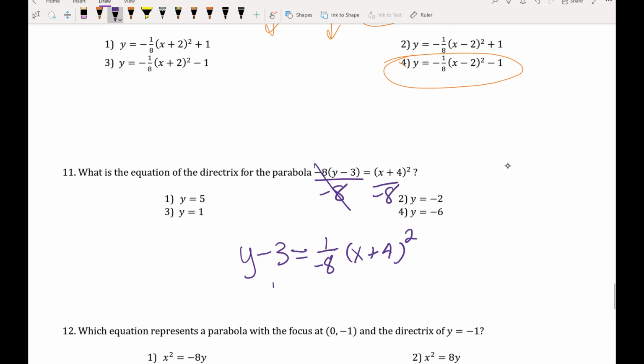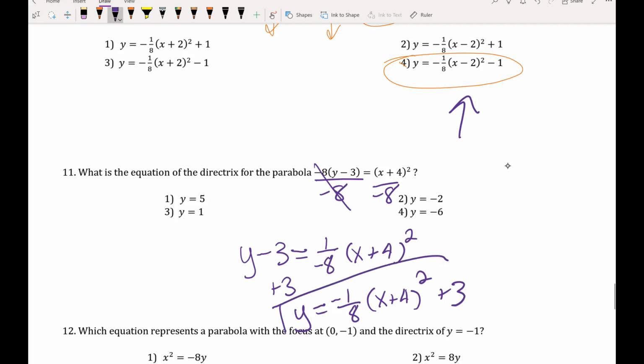Okay, from here I could add 3 on both sides. Notice it's already starting to look something like the vertex form of a parabola. And I get y equals -1/8 times (x plus 4) quantity squared plus 3. So this is an equivalent form, but it might be a little bit more useful to us.